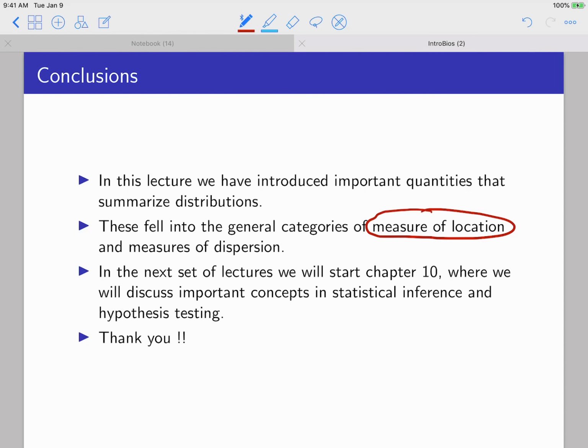In the next set of lectures, we will start Chapter 10, and in Chapter 10 we're going to discuss important concepts in statistical inference and hypothesis testing.